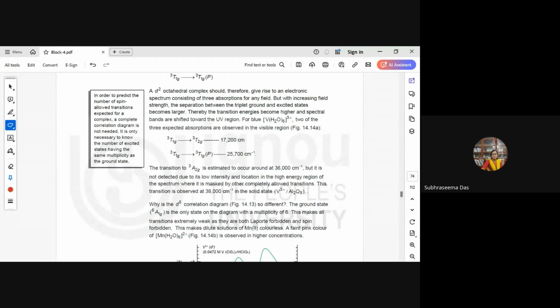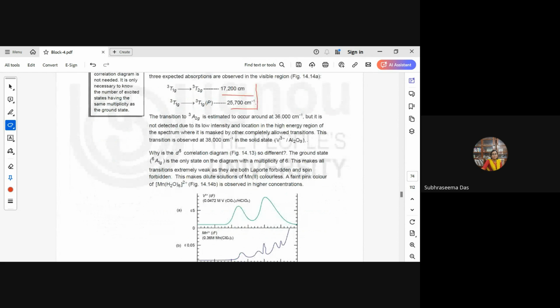So here, for 3T1g to 3T2g, we see the epsilon is 17,200, and here we see it is 25,700. Because of the change in the epsilon values, the colors are also changed, because the band is shifted to different parts of the UV region.